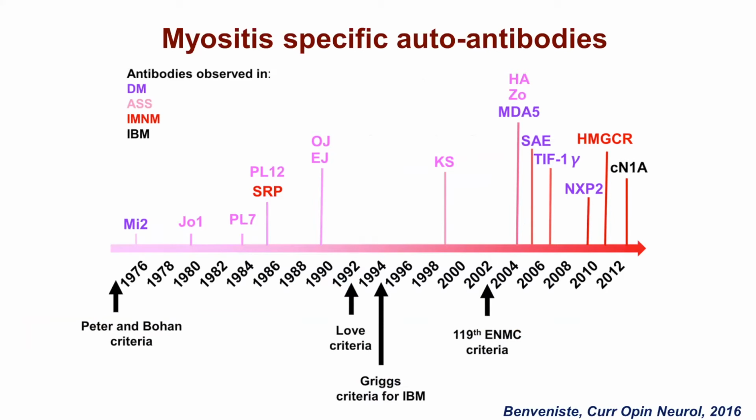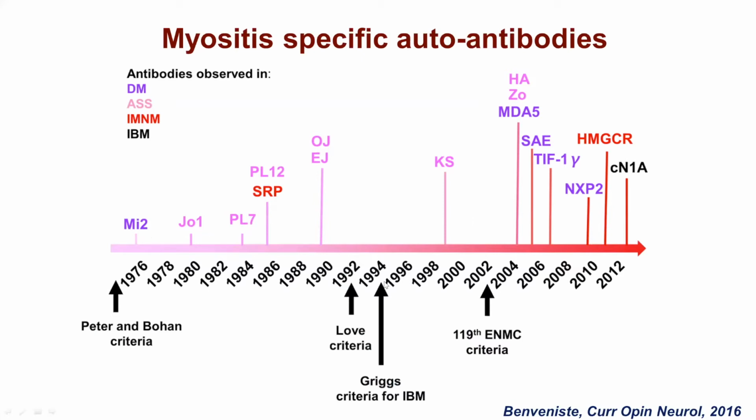And in parallel, year after year, myositis-specific autoantibodies were discovered in research labs. The first one was in the mid-70s. It was isolated in a patient named Mitchell, which is the reason why it's called Mi-2, and it is specific to a certain subgroup of dermatomyositis. The second one was discovered in a patient named Jones, and this is anti-Jo-1, which is specific to the antisynthetase syndrome, and so on and so forth.